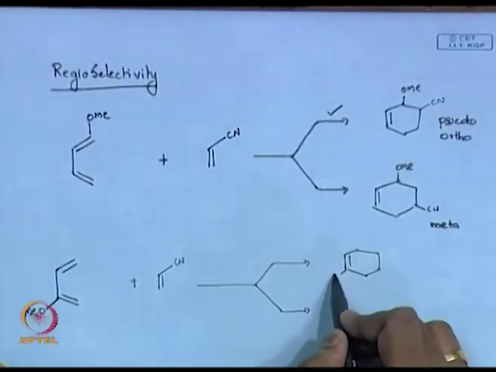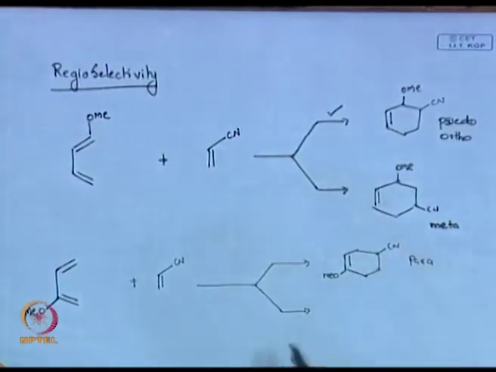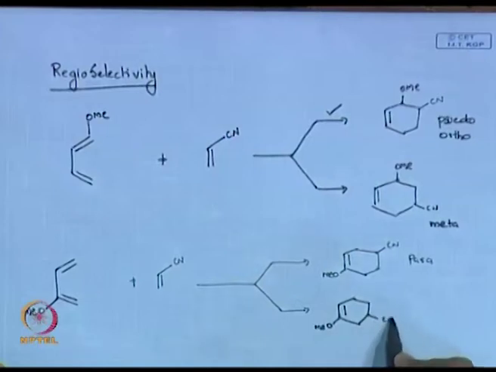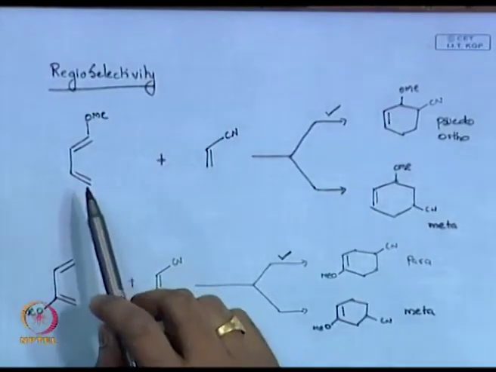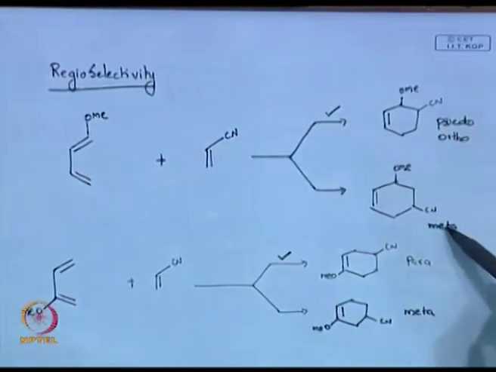In one case, you get para, in other case you end up with a meta, right. So, if I do this reaction, the selectivity is over para. So, when you do a regioselectivity, that is, if you take this reaction, you end up with a pseudo ortho or meta, or you end up with a pseudo para or meta.